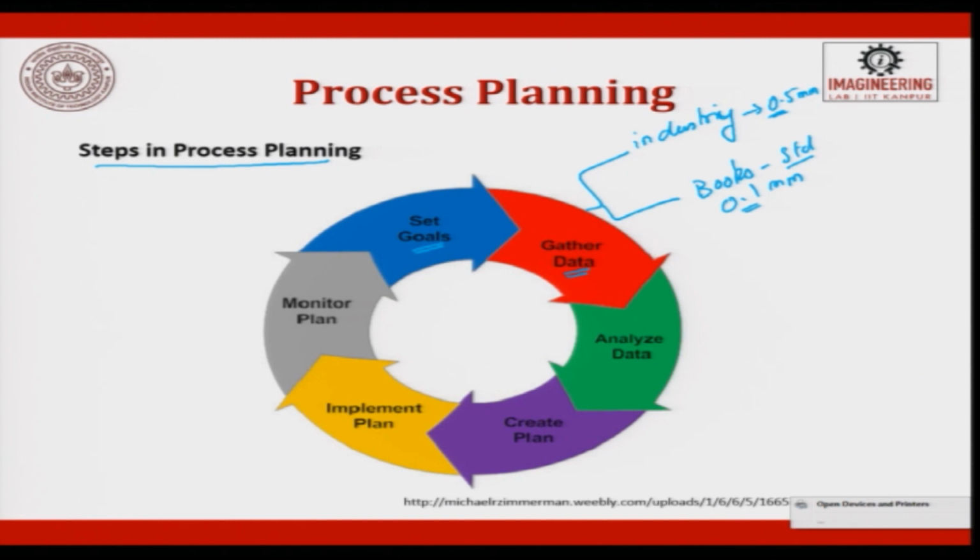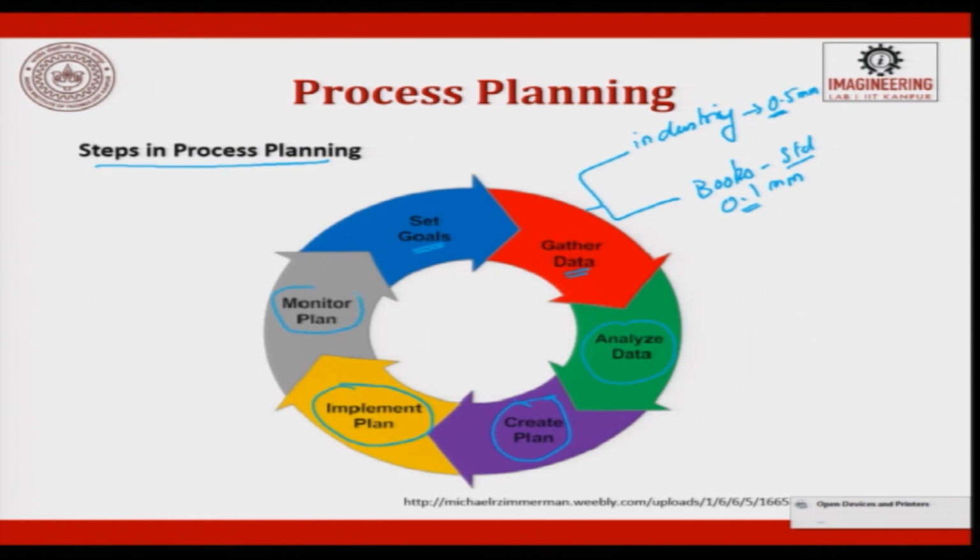So, gather the data, then you try to analyze the data, then create a plan. Then after creating a plan, we try to implement the plan and see. Moment you have implemented a plan, you are also supposed to review the plan whether it is producing the required output that you wanted.